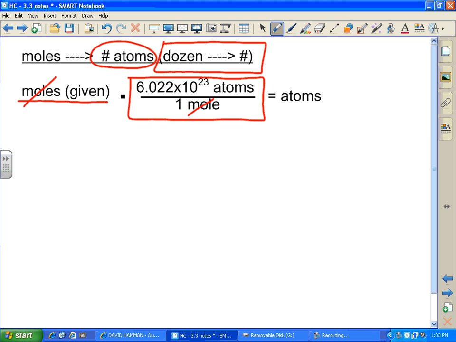Let me give one other one, just to give you a second example. Let's say we have 3.5 moles of sodium atoms. How many atoms do we have of sodium?